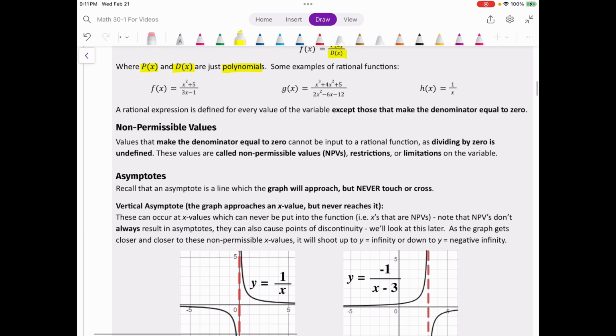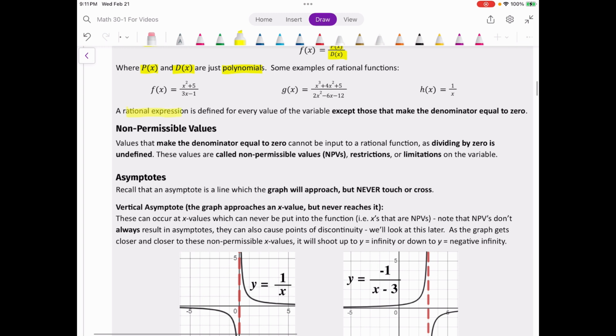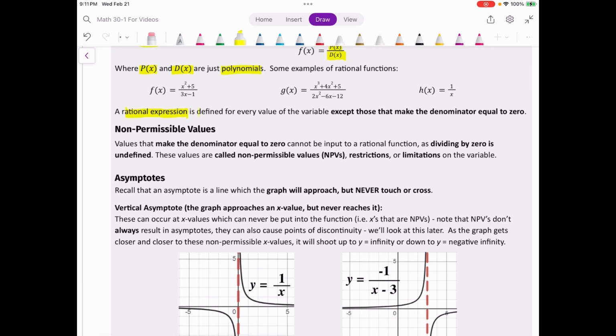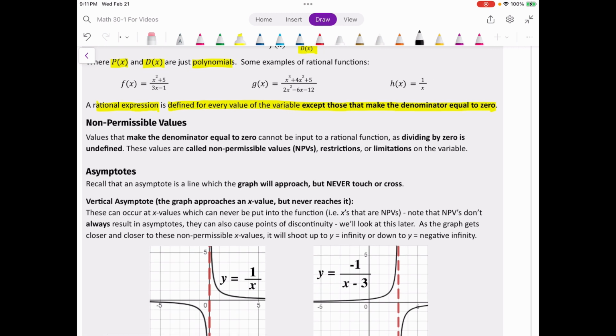So, an important note here, a rational function, or expression in this case, in general, a rational expression, is defined for every value of the variable except for those that make the denominator equal to 0. Nothing too shocking there, because if the denominator is 0, that means we are dividing by 0, right? You can't divide by 0. Can't divide by 0. It makes no sense. How do you split something into 0 groups? That's not possible. Can't divide by 0.